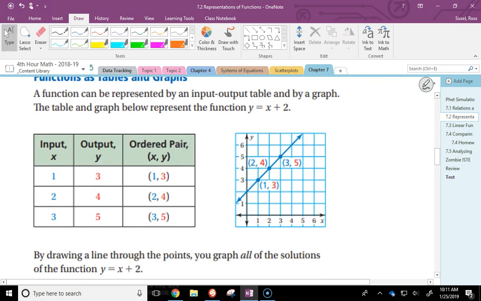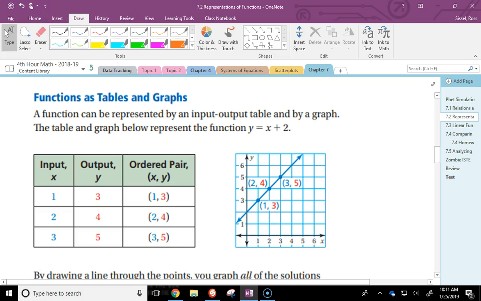All right. Let's go back in your foldable. We are going to be going to representations of functions. A function can be represented by an input-output table and by a graph. We're actually going to learn a lot of ways that we can show functions. The first part is an input-output table. It's very simple. One column is my input. The next one's my output. And we saw these yesterday.